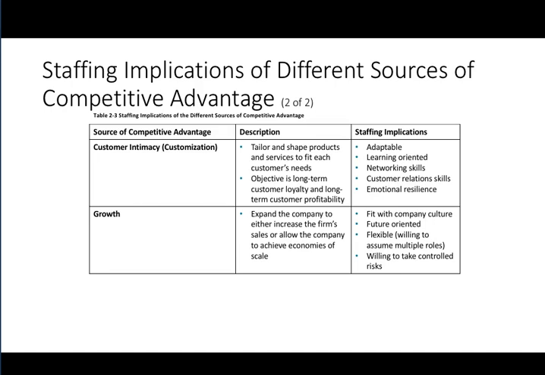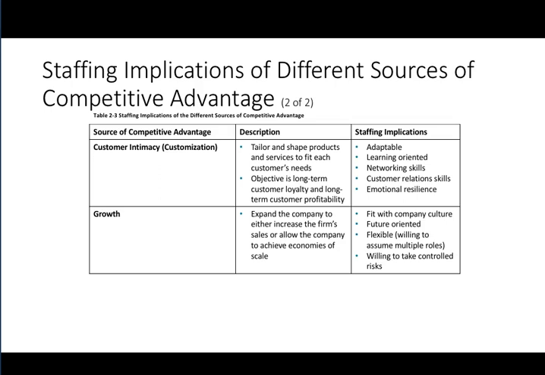And just to follow up from the previous slide, the idea of customization or niche strategy or growth strategy, again, it describes what it's like, and then the staffing implications on the far right-hand side. If you're in a growth mode, you want employees who are future oriented, who are flexible, who are willing to take calculated risks, and that they fit really well with the company culture, because these are the people who are going to lead the innovation and ultimately lead the organization over time.